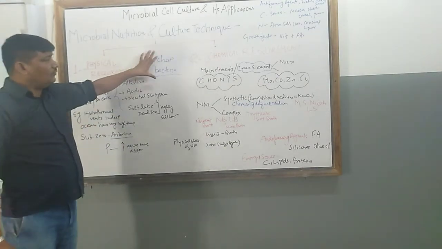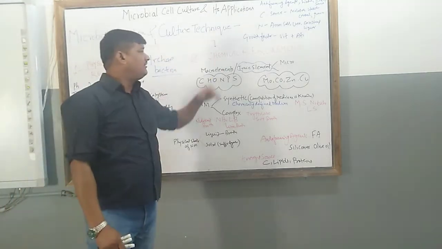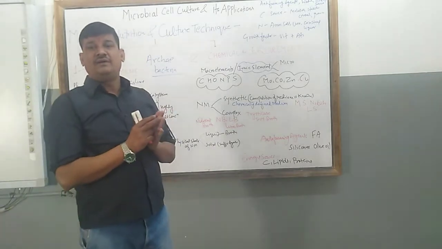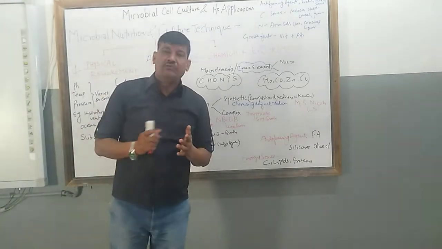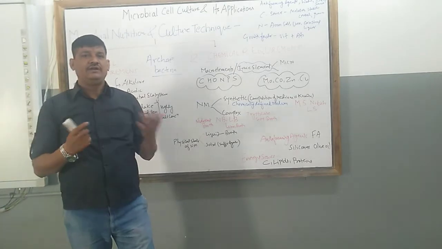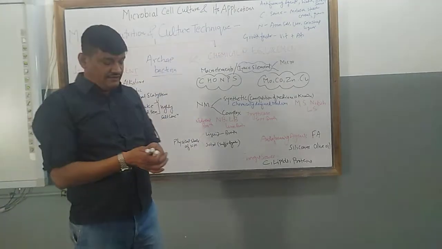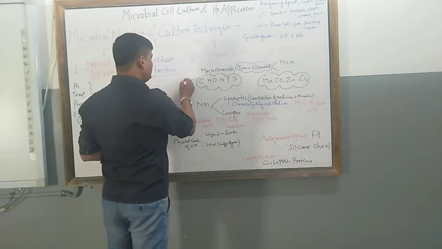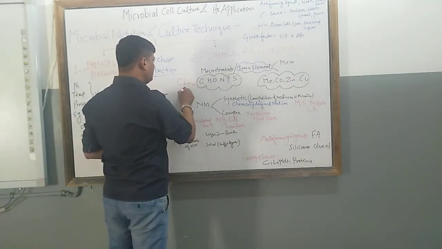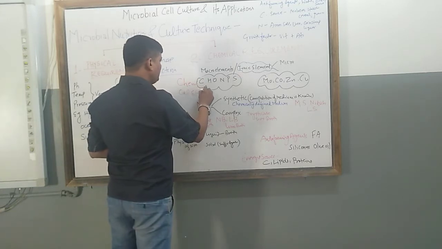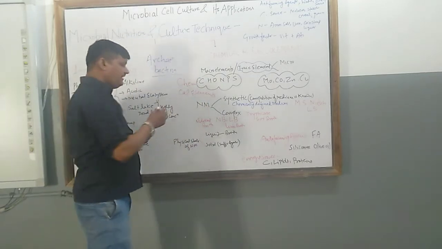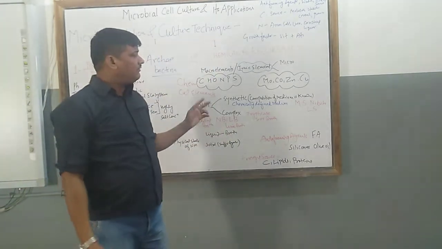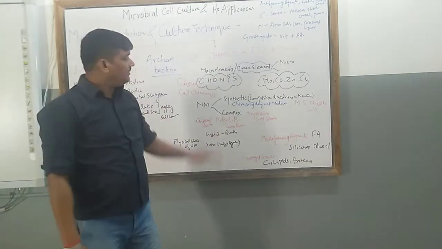Similarly, the important part is what we call the chemical requirements, starting from macronutrients and micronutrients. We already studied that. The first basic requirement is the use of elements, that is, the chemical elements. And these chemical elements are categorized into two groups that we call the macro elements and the micro elements.